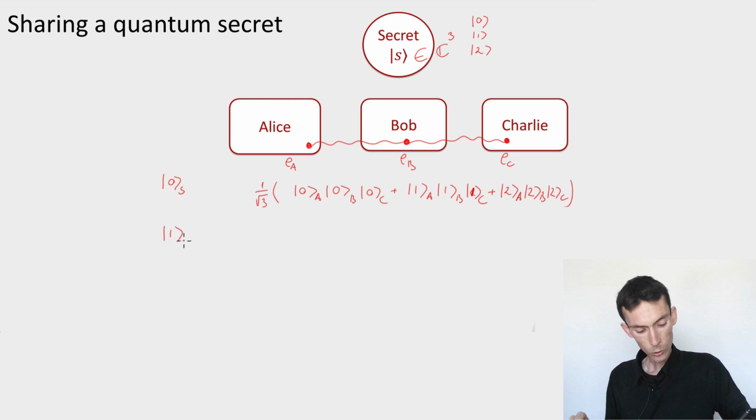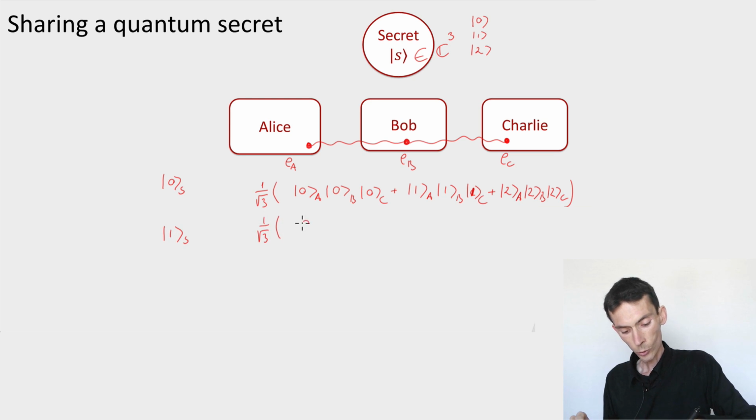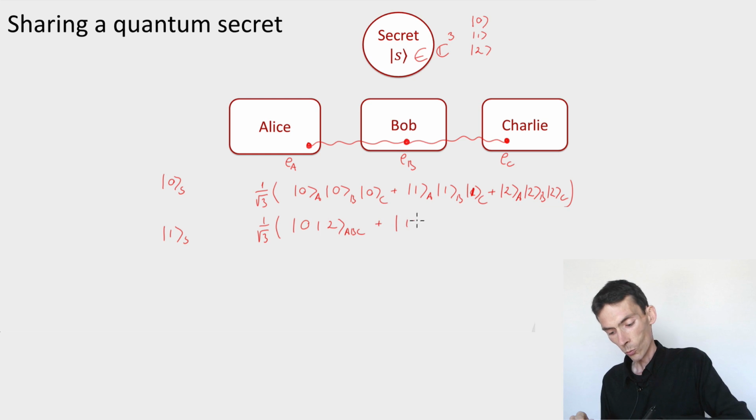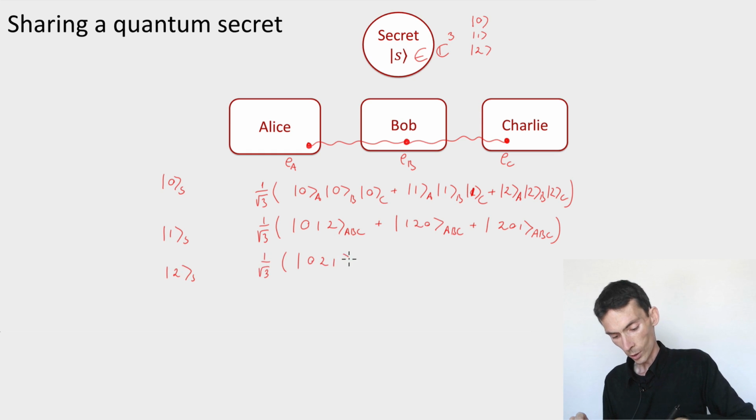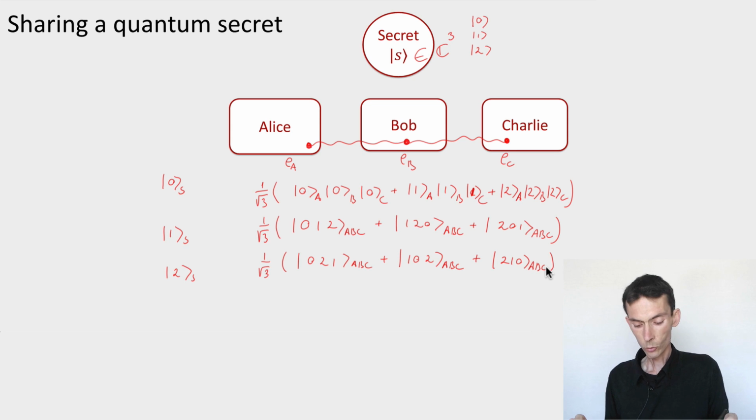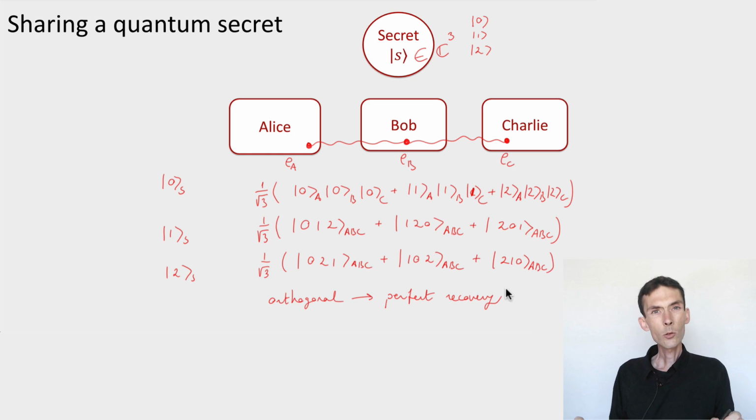Now, let me tell you how to encode the 1 basis state. I'll use a little bit of shorthand notation here, so we're going to encode it into the superposition of 0, 1, 2, shared between Alice, Bob, and Charlie, plus 1, 2, 0, plus 2, 0, 1. And a 2 I'm going to encode as 0, 2, 1, plus 1, 0, 2, plus 2, 1, 0. So these are my 3 states. So the first thing to verify is that these 3 states are orthogonal, so they let us recover the original secret S, when S is the basis states.